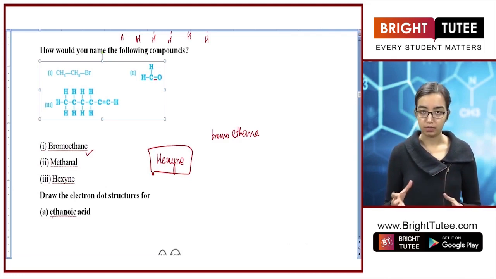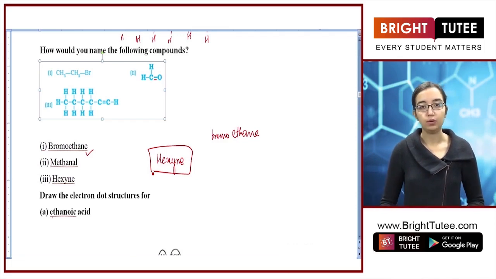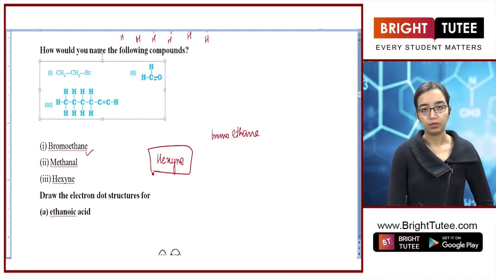This is how you go about naming the compounds. You see how many atoms are there. You see if there's a functional group. You see if there's alkane, alkene, or alkyne, and then you put together the name to name the particular compound.